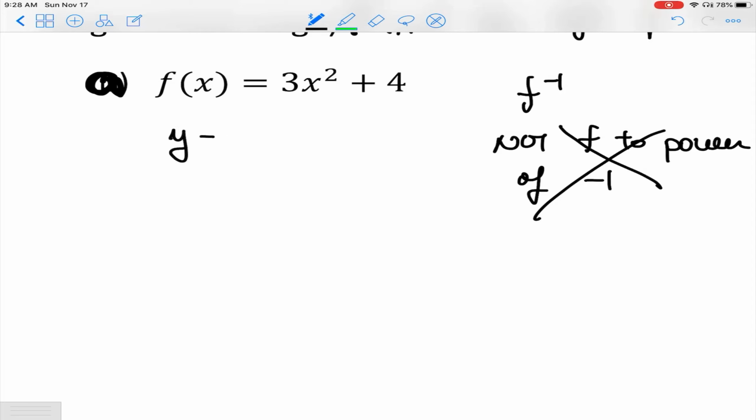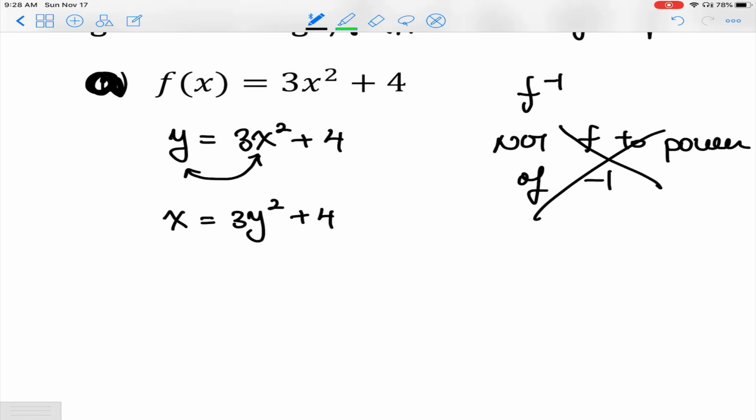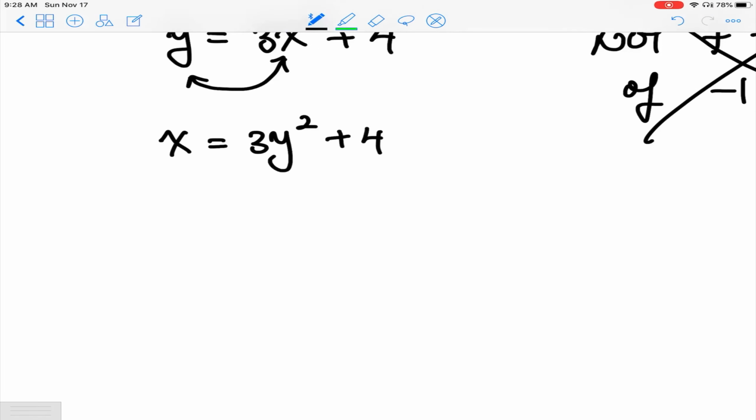So all you have to do is, now f of x is, we can use it, but the simpler way is just switch that back to y equals 3x squared plus 4, then switch x and y. So then it will be x equals 3y squared plus 4. And you're trying to isolate the y. So when you isolate the y, we have x minus 4 equals 3y squared.